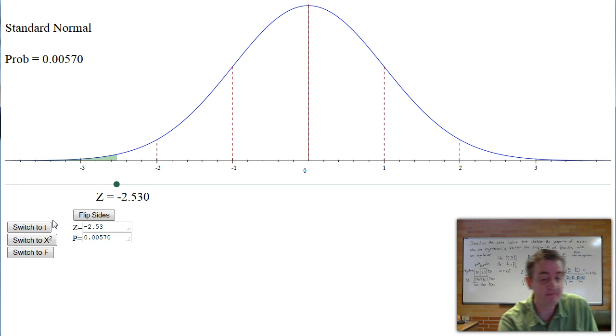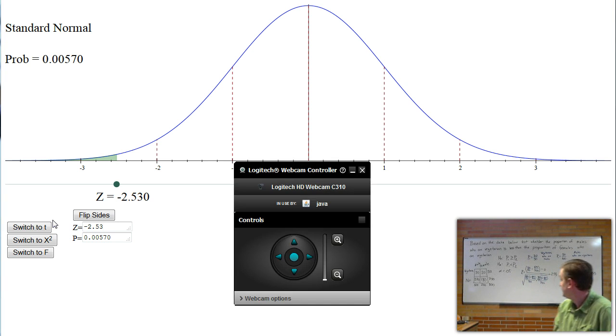0.0057. Now, do I want my area to the left or to the right? It's a left-tailed test, and I have kept proportion 1 as proportion 1, meaning we want to test whether the male proportion who are vegetarian is less than the female. And so as long as you keep those consistent, you can get it right. I did keep that consistent, so it is left-tailed.